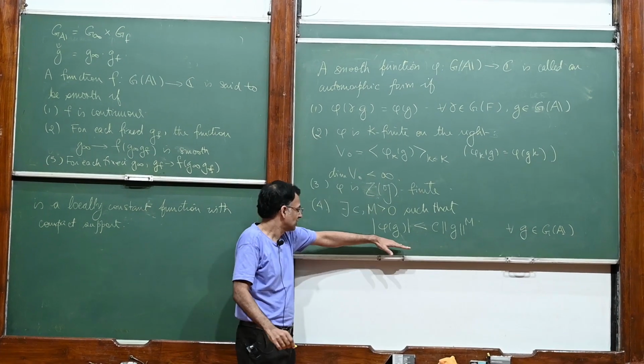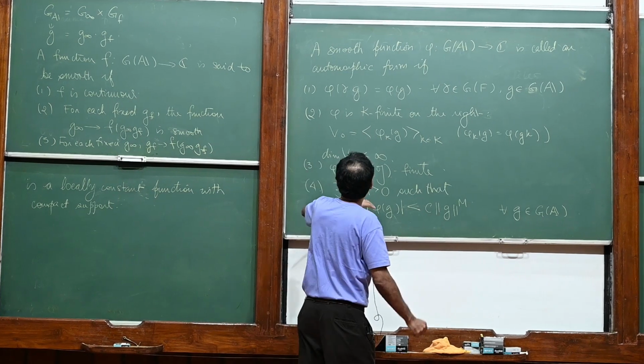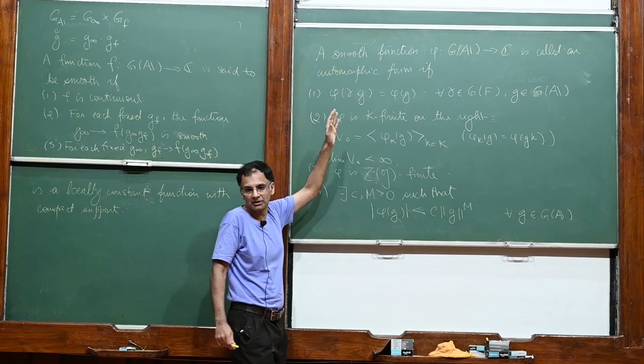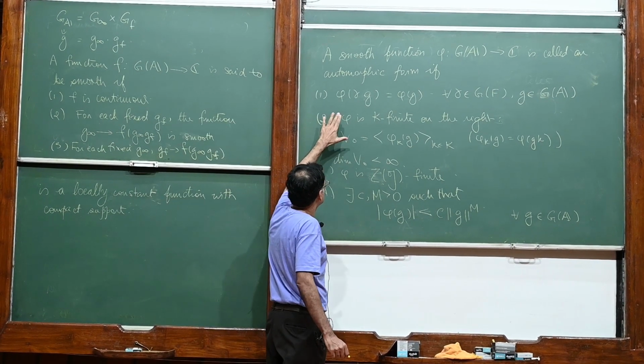Yeah. So this is a finite... This is the moderate growth condition, right? So this is left G_F invariance. It's invariant on the left by the discrete group, in fact by G_F. It must be K-finite.